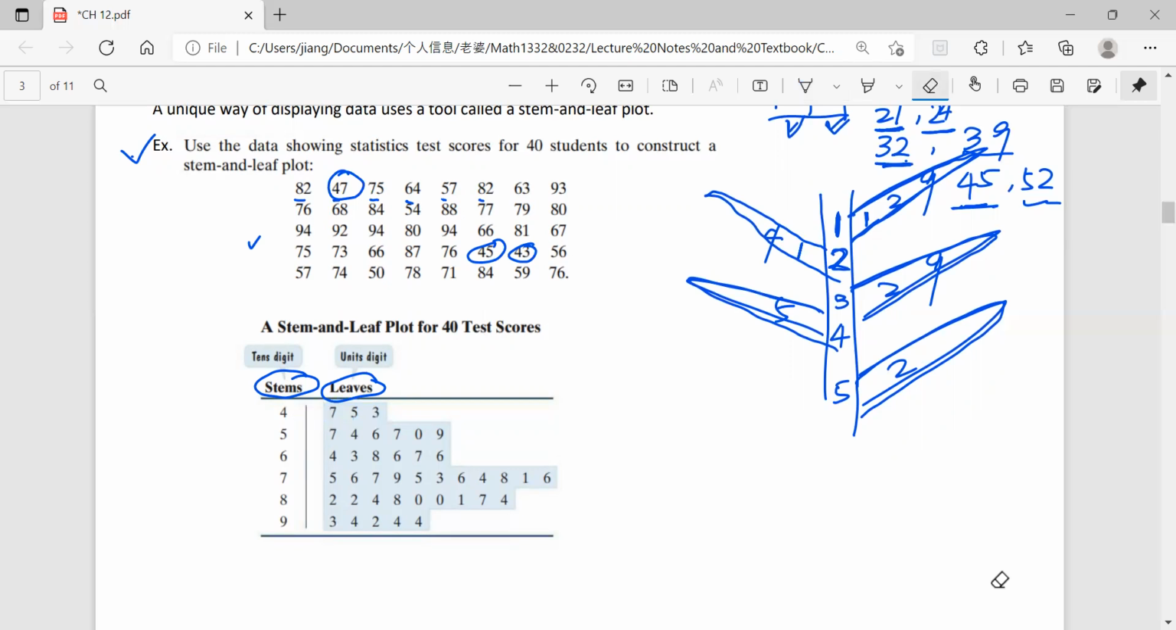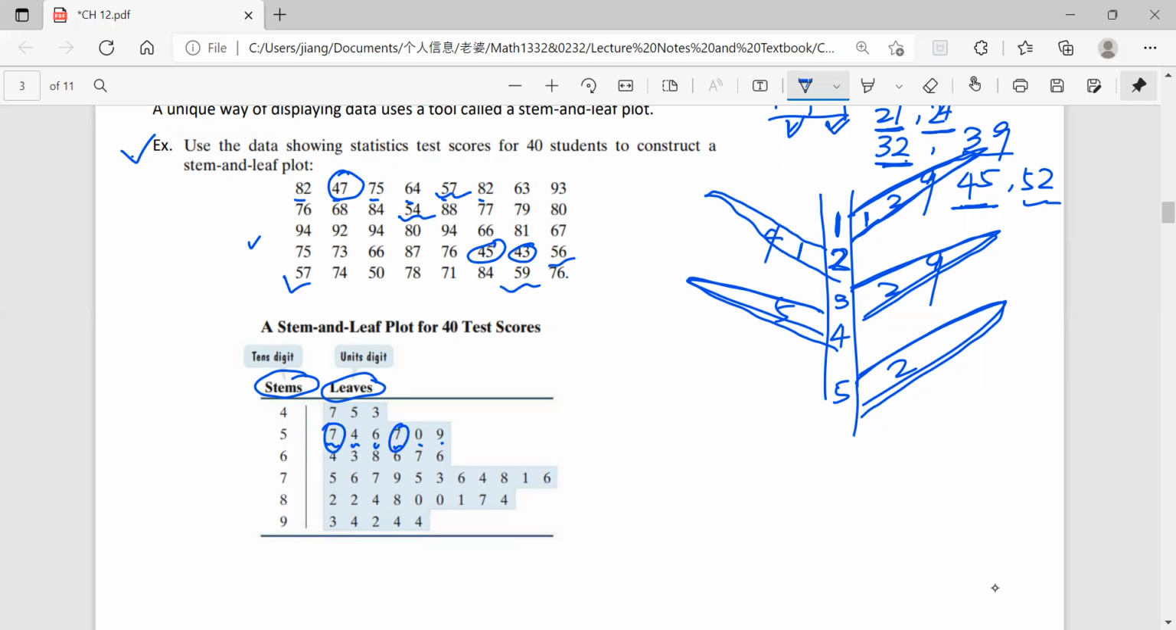Next one is 50. So let's find 50. So we have 57, 54, 57, 59, 56. So I can put the unit digits here: 7, 7, 4, 6, 7, 0, 9. Even we have 57 twice, that's 57.